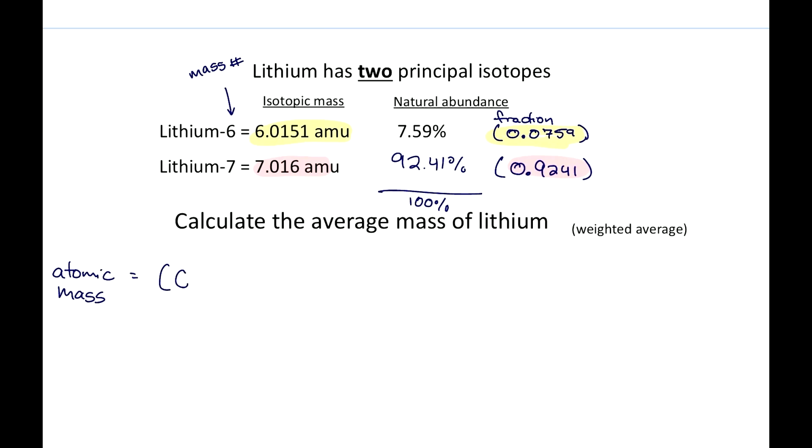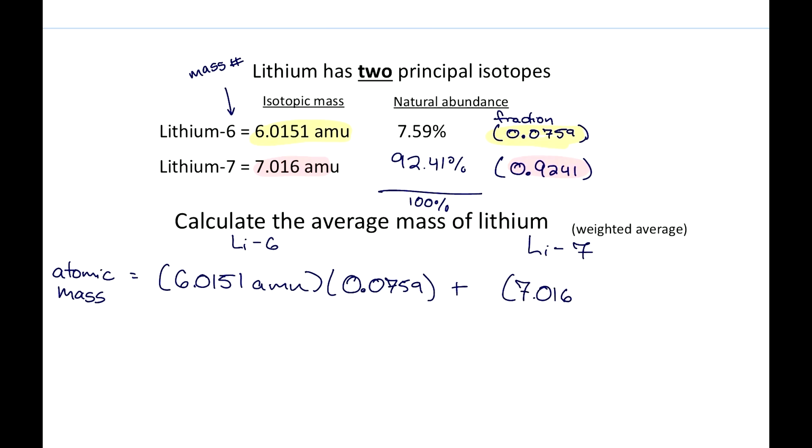So I'm going to do 6.0151 AMU. This is the lithium-6 sample. Multiply by the fraction 0.0759. Add the contribution of lithium-7. So this is 7.016 AMU times 0.9241. Let's also do sig figs as well and make sure that we report to the appropriate number of sig figs. So we're doing multiplication first and then addition.